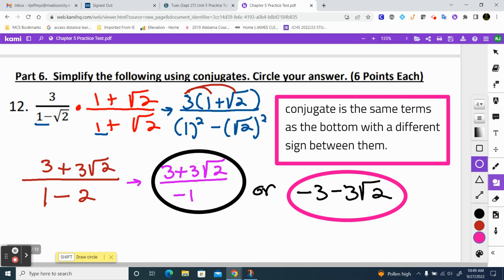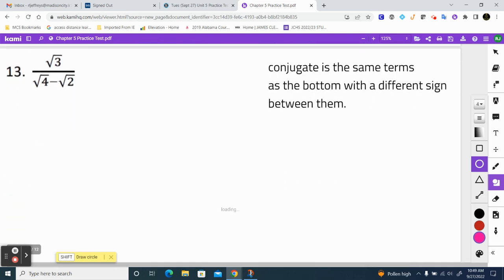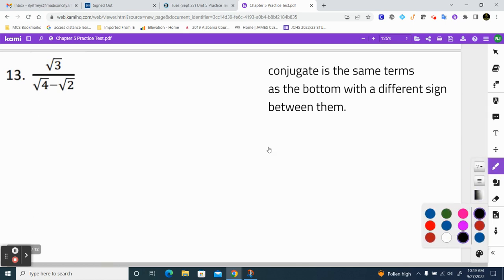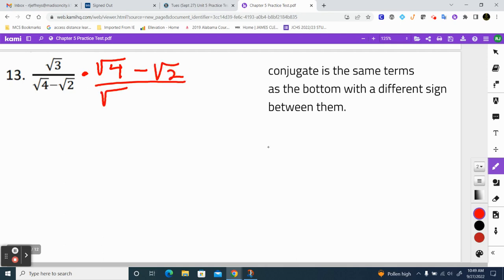All right, are we going number 12? All right, 13. The conjugate. Same terms, blah, blah, blah. So we'd have square root of 4 minus the square root of 2. Now, if I would have been paying attention, I probably wouldn't put the square root of 4 up there because you could simplify that, but that's potato, potato.